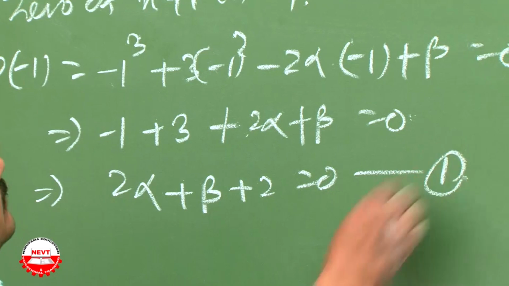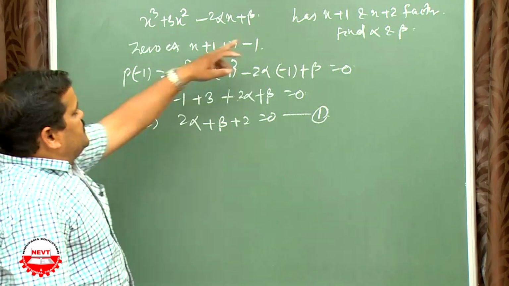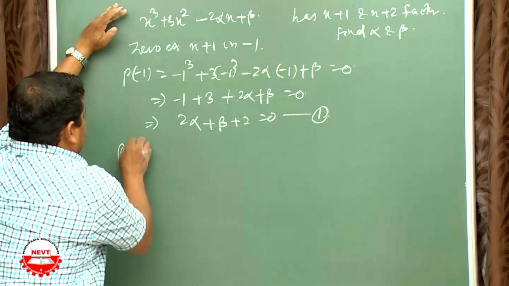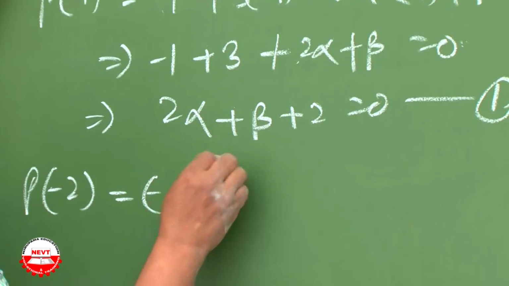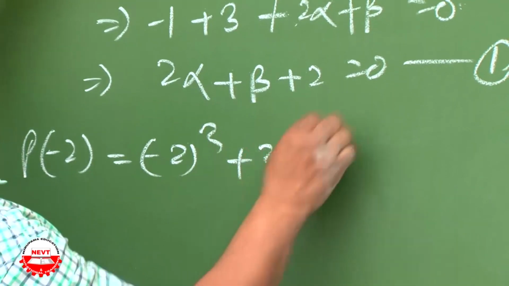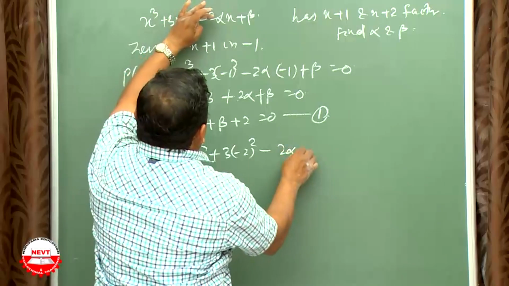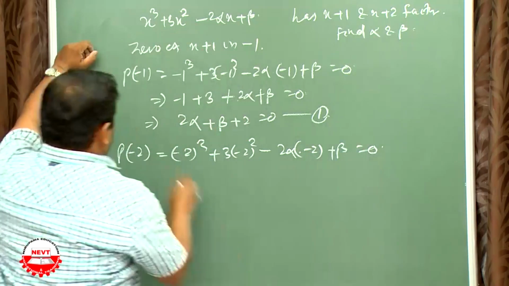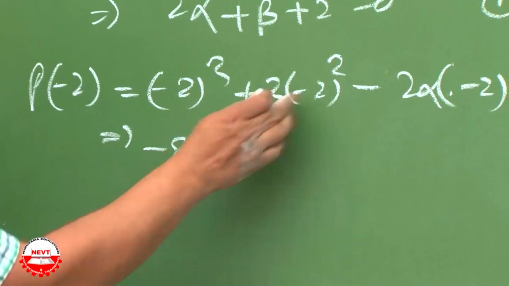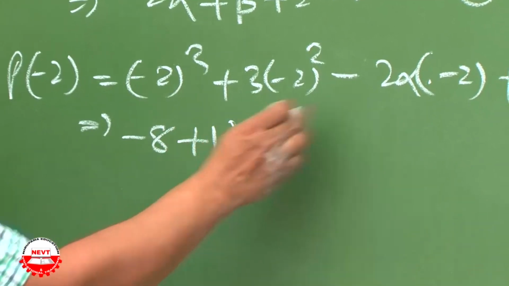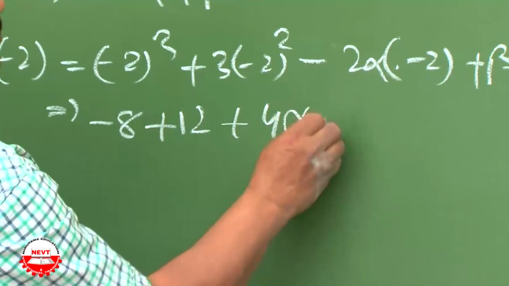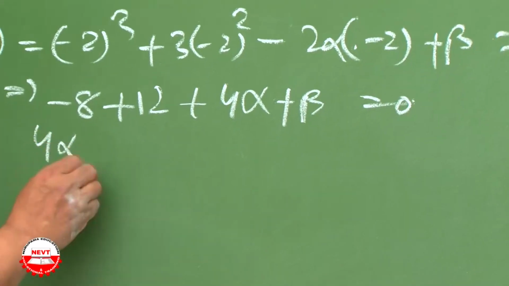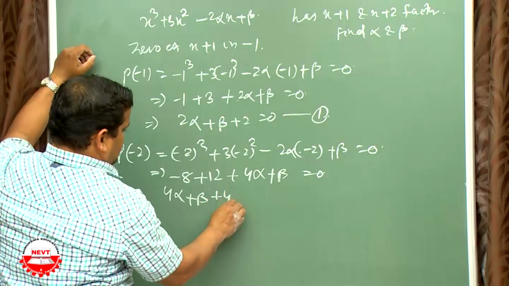This is equation 1. Similarly, 0 of x minus 2 is minus 2. So p of minus 2 is equal to (minus 2) cube plus 3 into (minus 2) square minus 2 alpha into x, meaning minus 2, plus beta is equal to 0. That means minus 8, this is 4 into 3 plus 12 plus 4 alpha plus beta is equal to 0, or 4 alpha plus beta plus 4 is equal to 0.